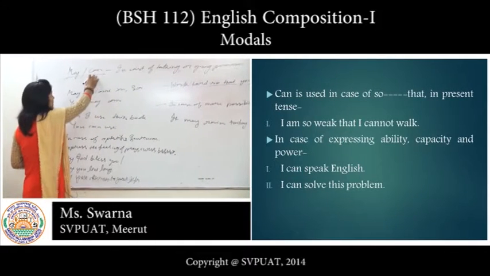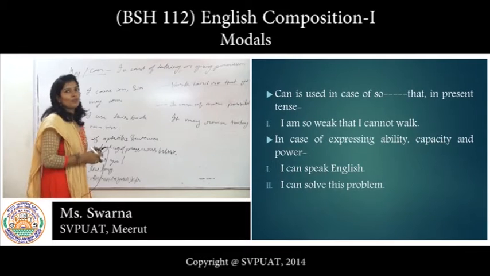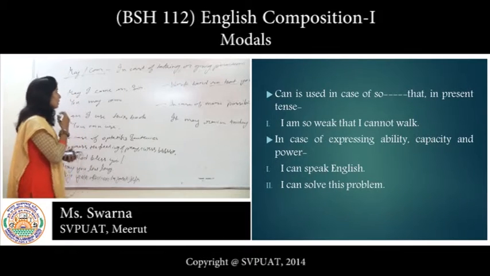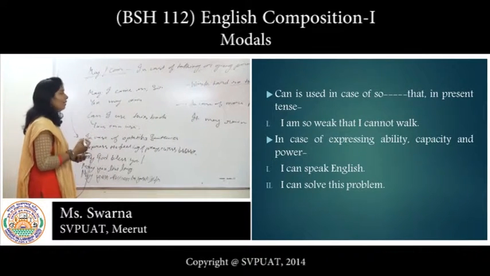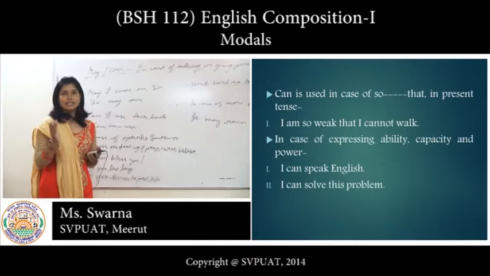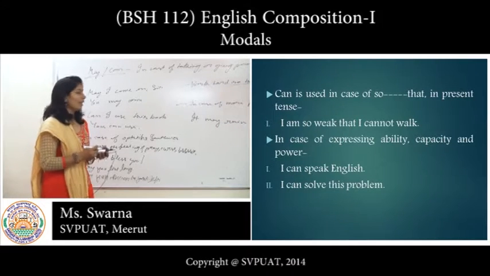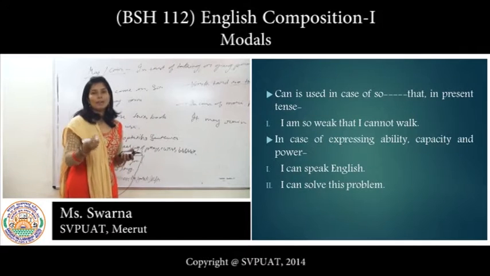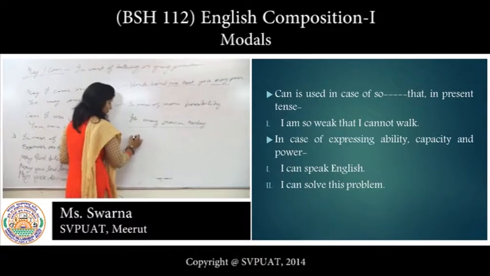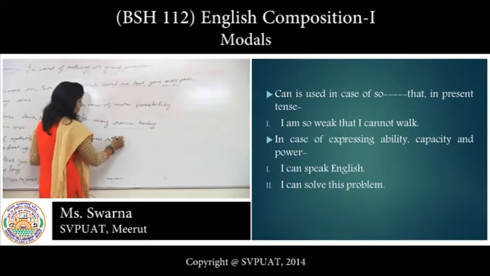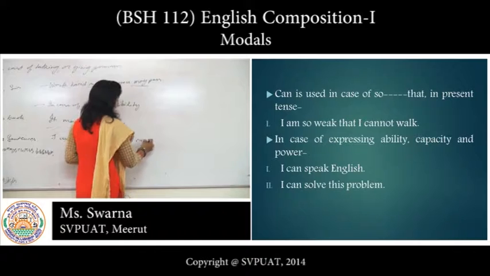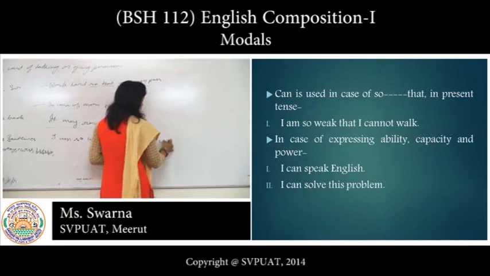And the next modal is can. So the first use of can is the same as may, in taking and giving permission. And another use of can is in case of so that. If we use the word so that separately, then we use can, to express your power, ability, capacity. See the example of can: I am so weak that I cannot walk.